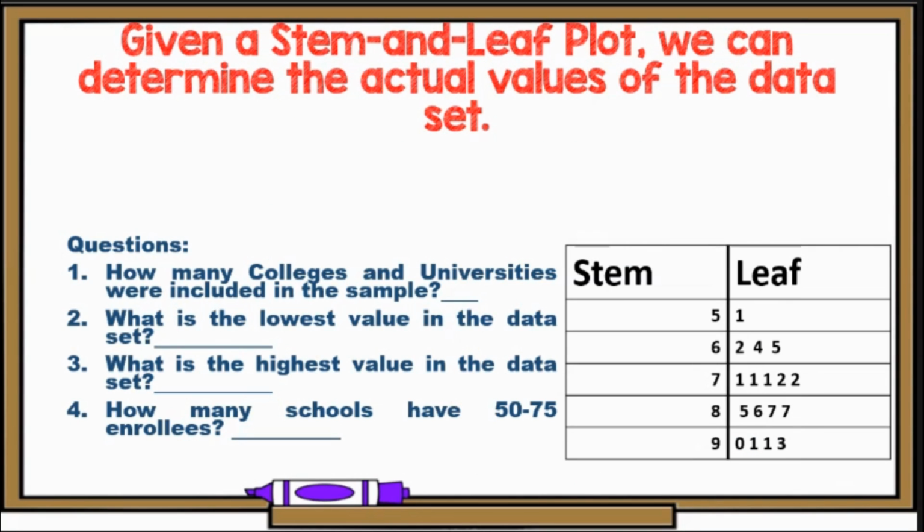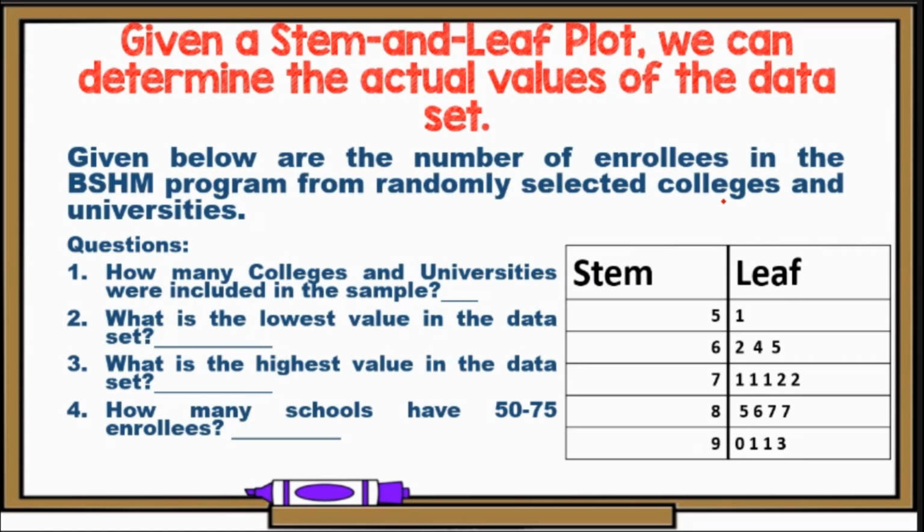So, given a stem and leaf plot, we can determine the actual values of the dataset. Balik na rin natin yung scenario. Ang given naman sa inyo, si stem at saka si leaf plot. Tapos may mga questions tayo dito. Sasagutin natin siya. So, ano ba itong data na meron tayo dito? Given below are the number of enrollees in the BSHM program from randomly selected colleges and universities.